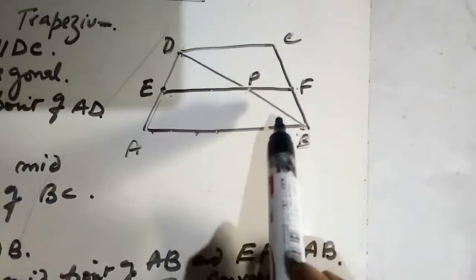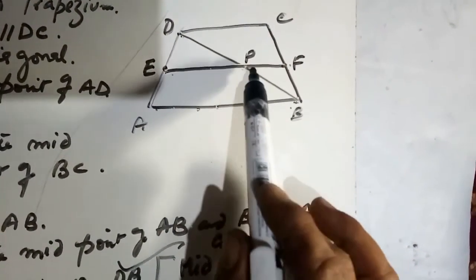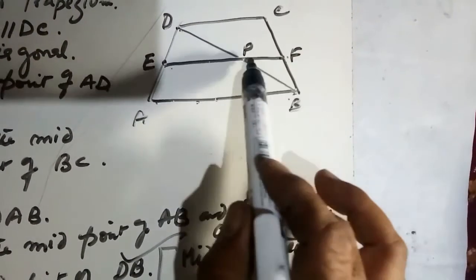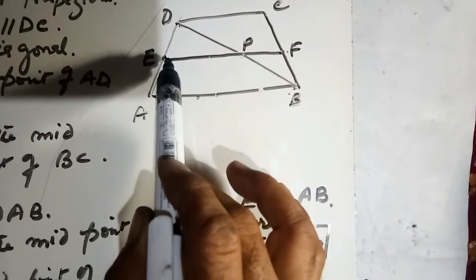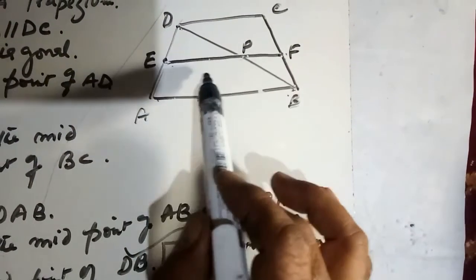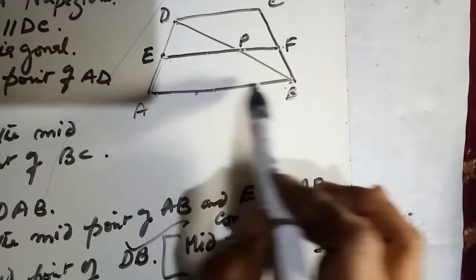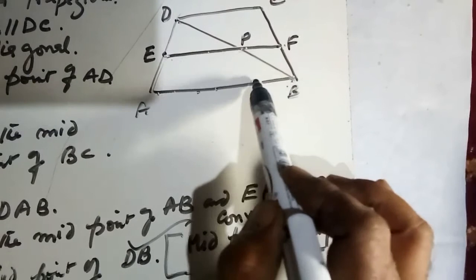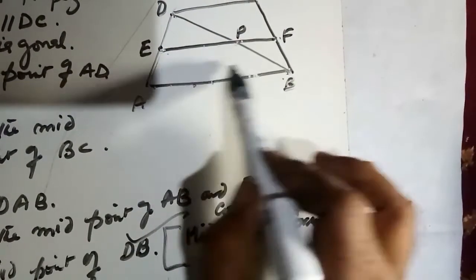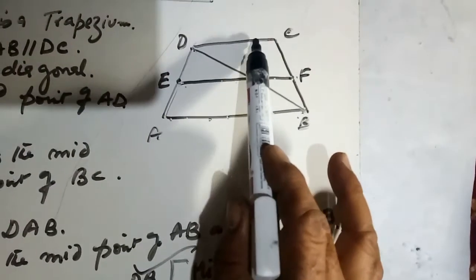This is BCD. In this triangle, we have proved that P is the midpoint on DB, and it is also given that EF line or EP line is parallel to side AB, but AB is parallel to DC, so these two lines are parallel to each other, and this line and this line are parallel to each other.